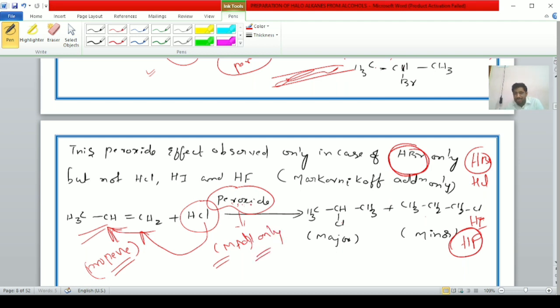Generally, student, in the case of hydrogen bromide, in the presence of peroxide, anti-Markovnikov addition takes place. 1-bromopropane is the major product. But in the case of HCl, even in the presence of peroxide, only Markovnikov addition takes place.